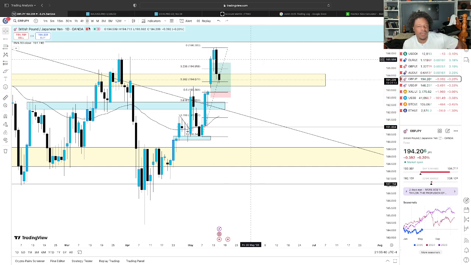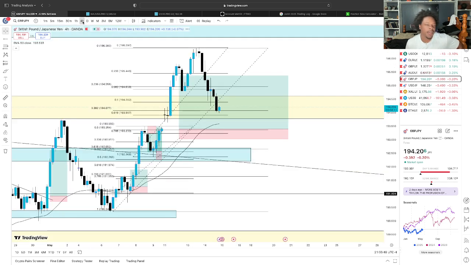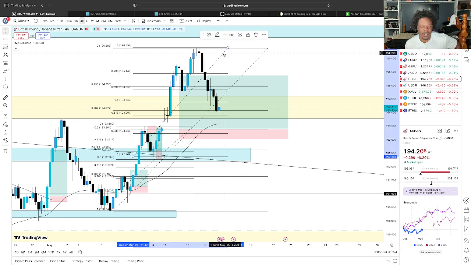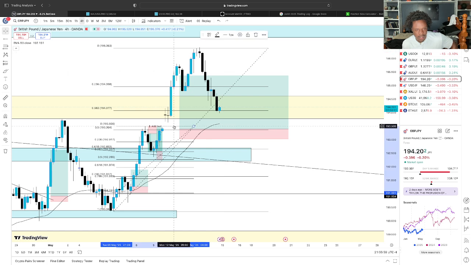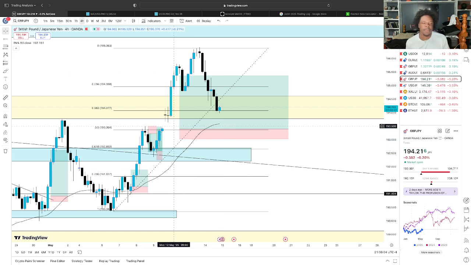Alright, so if we were to go to the 4-hour time frame, it gives you a little bit more in-depth information here. So on the 4-hour time frame, as you can see, price action has created a bullish 4-hour candle finding support right around the 38.2% retracement. Price action could continue to go bullish.